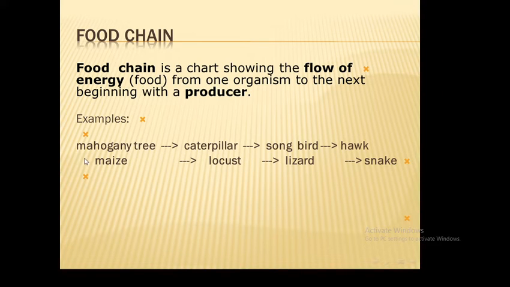This is another example. We have here maize. Locust feeds on maize. So maize is the producer, we call it the producer. Locust is the primary consumer. The locust feeds on this maize, so it is considered to be a herbivore. And then lizard is the second consumer, and it feeds on another animal, okay? And then snake feeds on lizard, and we call it tertiary consumer. So this is another example.